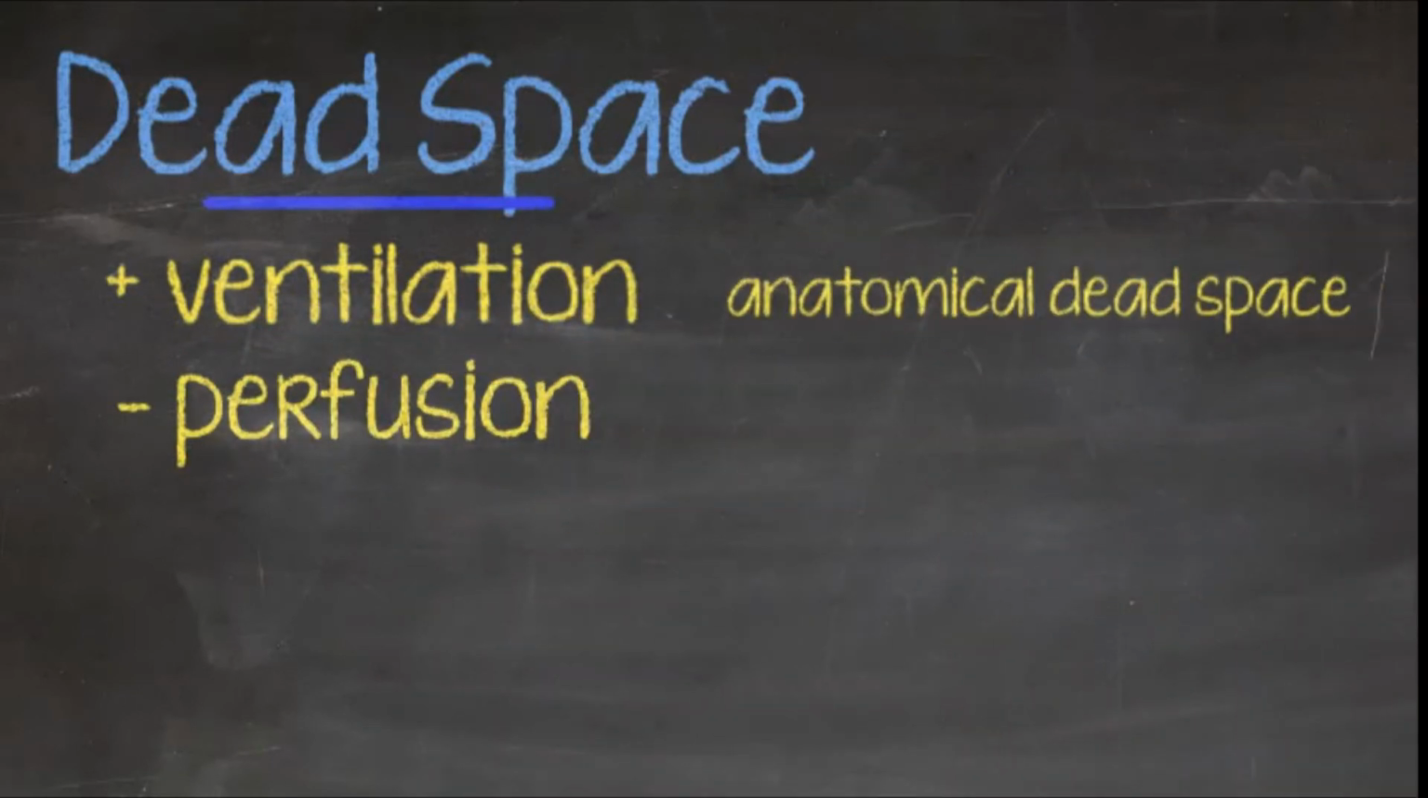Some dead space, called anatomical dead space, is normal. Anatomical dead space refers to the respiratory tract segments that are responsible for conducting air to the alveoli and the respiratory bronchioles, but that do not take part in the process of gas exchange itself. This includes the upper airways, the trachea, the bronchi, and the terminal bronchioles.